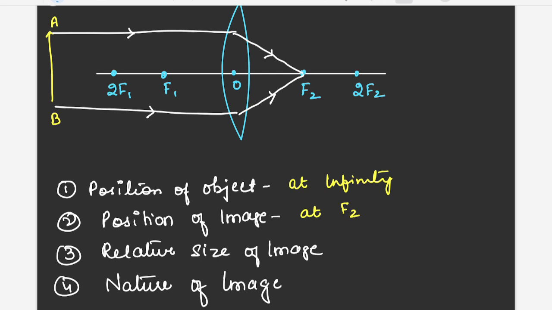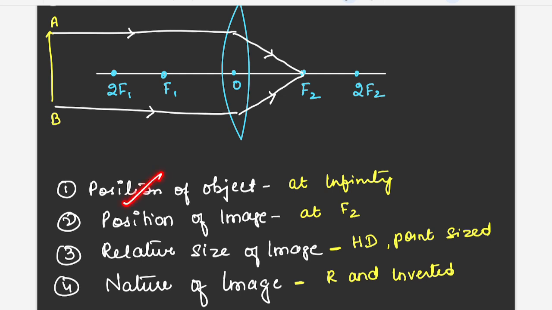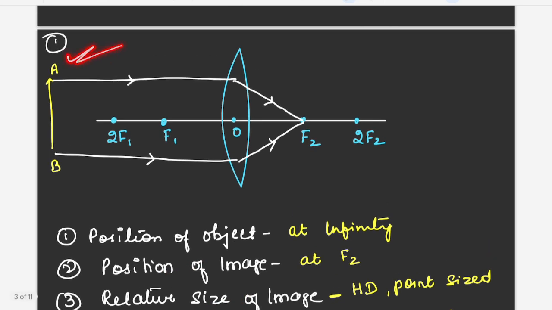What is the relative size of the image? You can see here, the image is pointed here. A very small image is formed. So you can write it as highly diminished and point sized. Highly diminished, HD, and point sized. And what is the nature of the image formed? It is real and inverted. So these 4 points you have to remember. This can be asked: the position of the object, position of the image, relative size of the image, and nature of the image. So this is about the first ray diagram.